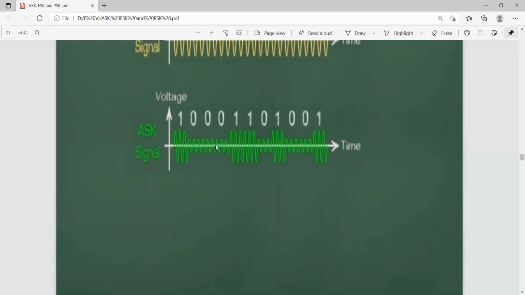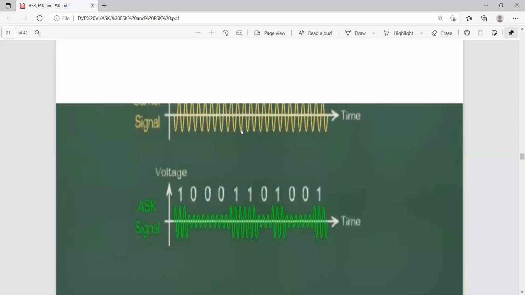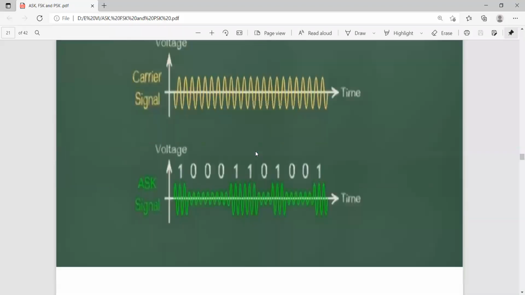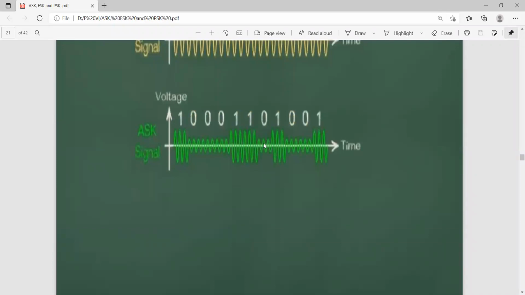Sometimes it may be assumed as a negligible value compared with this amplitude, so it is treated as a 0. Again, two ones are there, so in this complete time period the wave is again like this. Then 0, again 1, 0, 0, 1. So this is generally the amplitude shift keying signal.